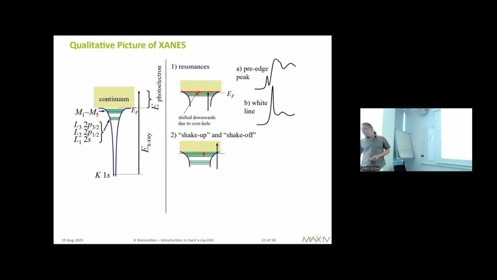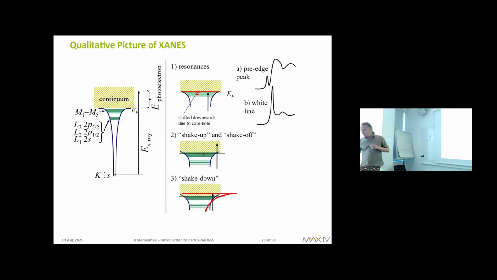Then there are effects called shake-up or shake-off. In addition to our primary transition, there can be some smaller-intensity secondary transitions. So we share energy between this transition and another transition from a shallower level to another free state. We can see them sometimes as small secondary absorption edges.